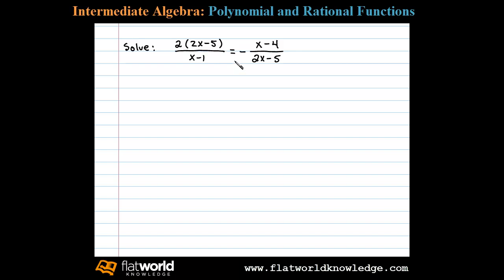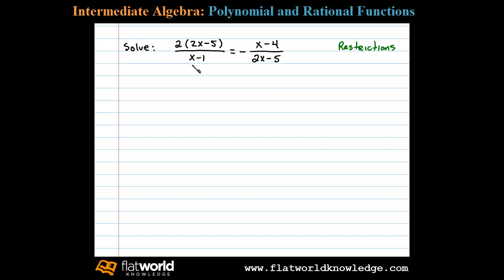Here we're asked to solve a rational equation. In this case, we have a single algebraic fraction equal to another single algebraic fraction. When that's the case, we can solve using cross multiplication. But before we do that, let's determine the restrictions.